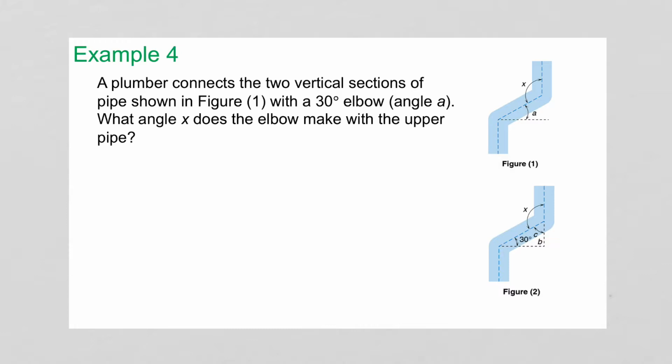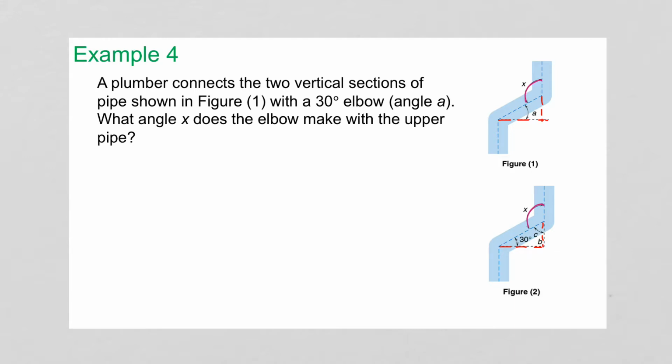So example 4 says, a plumber connects two vertical sections of a pipe with a 30-degree elbow. What angle does the elbow make with the upper pipe? So if we extend the horizontal and vertical lines, like down here, then you can see we've formed a right triangle. And we're trying to find, it says, what angle does the elbow make with the upper pipe? So we're trying to find the measure of this angle here.